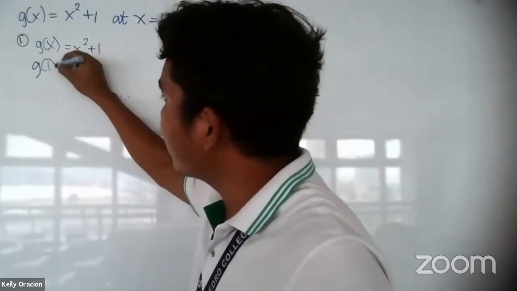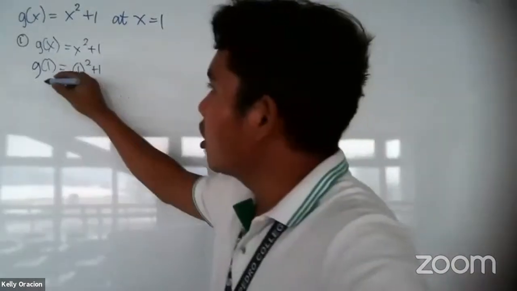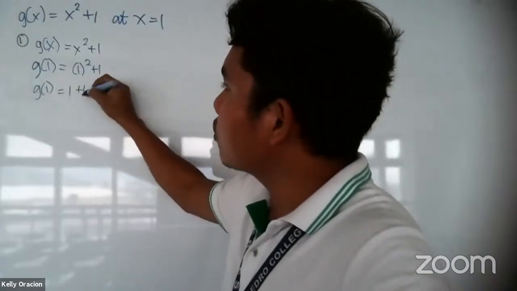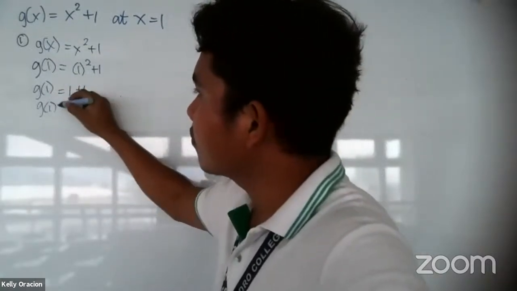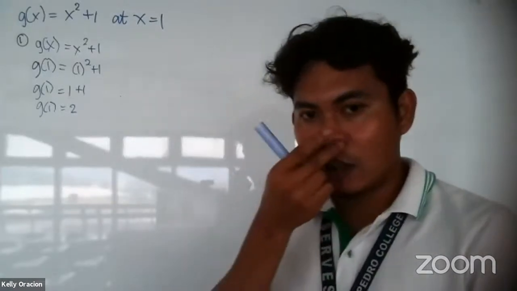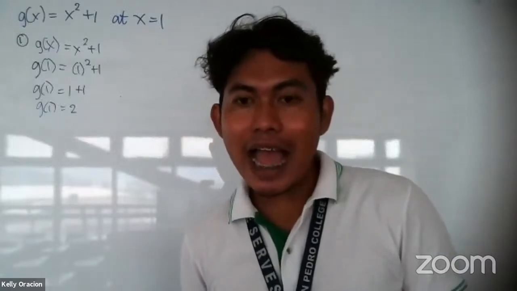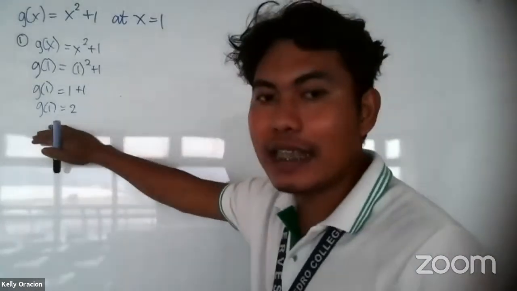So g of 1 is equal to 1 squared plus 1. So 1 squared is 1. 1 plus 1 is 2. G of 1 is 2. Again, g of 1 is 2. Again, basta first condition is substitute lang siya. Okay? So g of 1 is equal to 2.